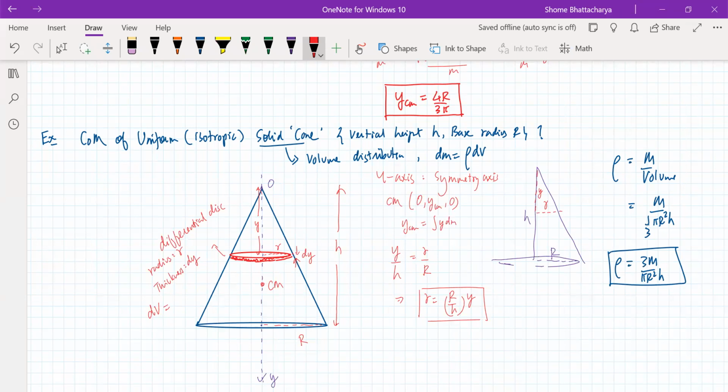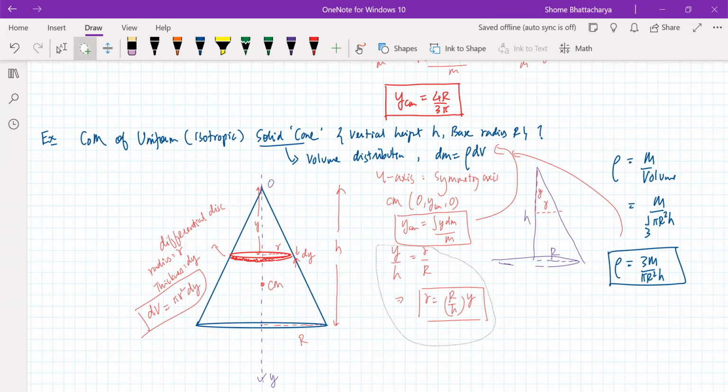Integration y dm divided by total mass. In this, dm will be rho dV, where this is the value of rho. And now dV we are calculating. So what will dV be? It will be pi r square, the area, into thickness. Let me just keep this constraint relation aside for the moment, because we'll use it in the next step.